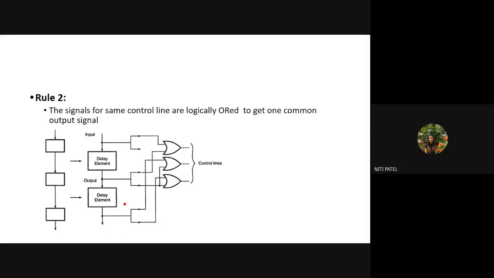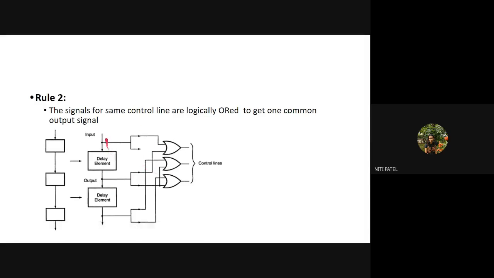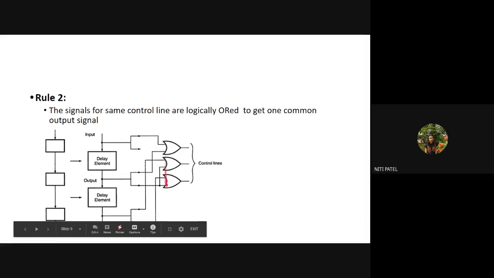What does rule 2 tell me? The signals for same control lines are logically ORed to get one common output signal. For example, if I have 2 inputs for an operation, how am I going to combine both inputs? I will be ORing those inputs. Whenever the OR is done for those 2 inputs, only then can I generate that control line. So if one control line has generated 2 signals, how are those 2 signals converted into one signal? By using a logical OR.